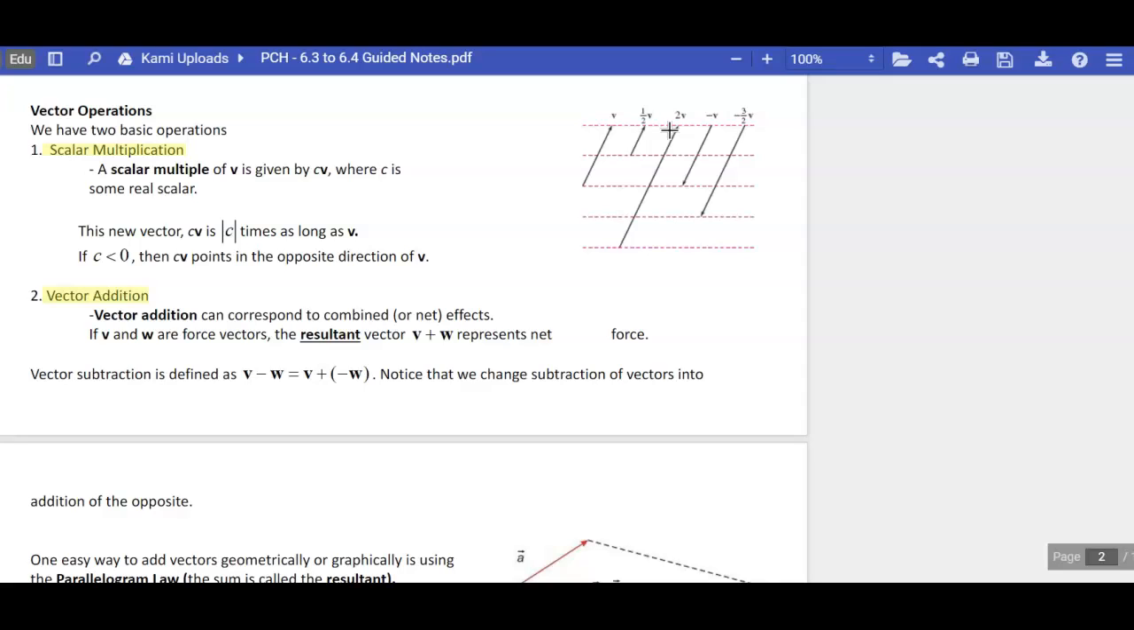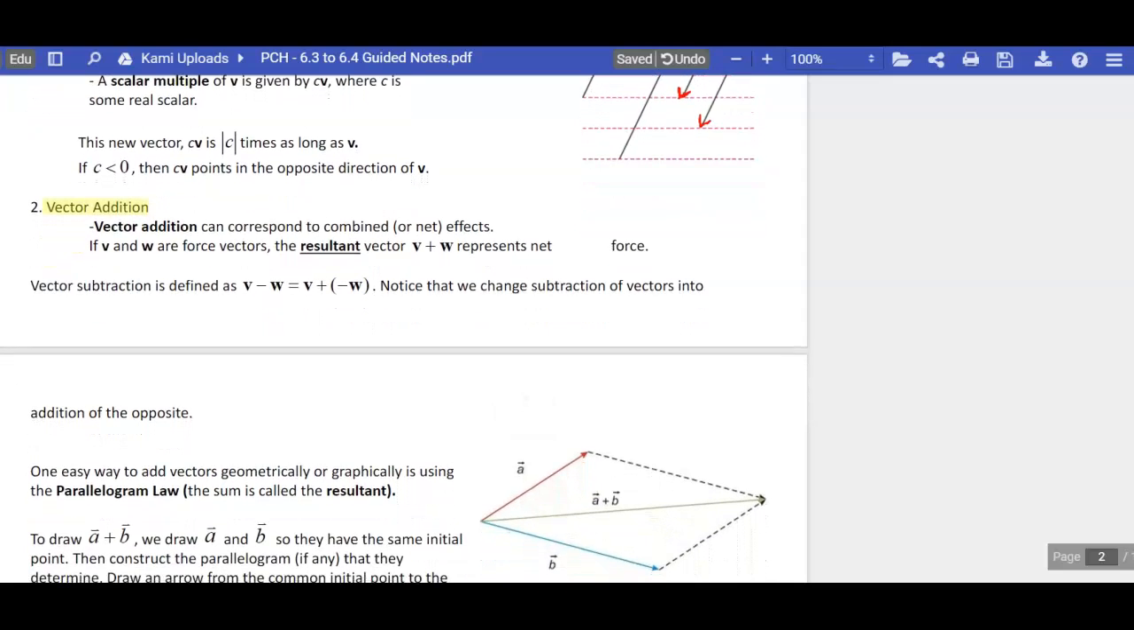So a half v makes it half as long, 2v makes it twice as long, and then if I make it negative v, it flips it in the other direction. Notice that our arrow now goes in this direction. Or -3 halves, it flips it and makes it 1.5 times longer. So that's a scalar multiple.